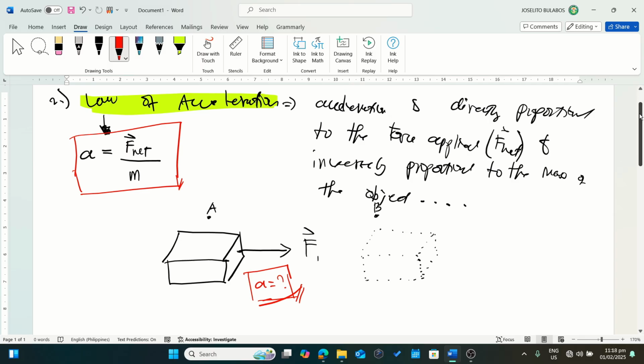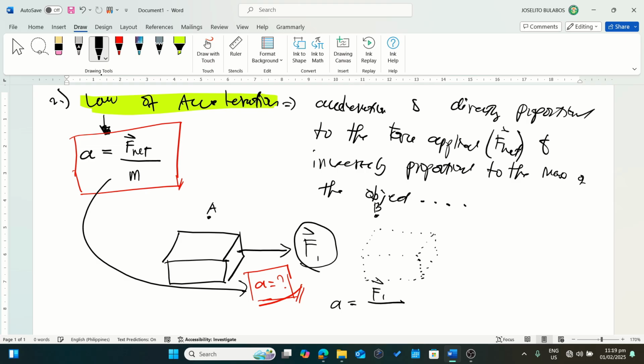To solve for the acceleration of the box, we could use this equation. We just want to know the acceleration of the box, so we use this one. The force applied is F1, or F net. We are going to neglect the friction, and then divide by the mass of the box, and that is how we solve for the acceleration of the object.